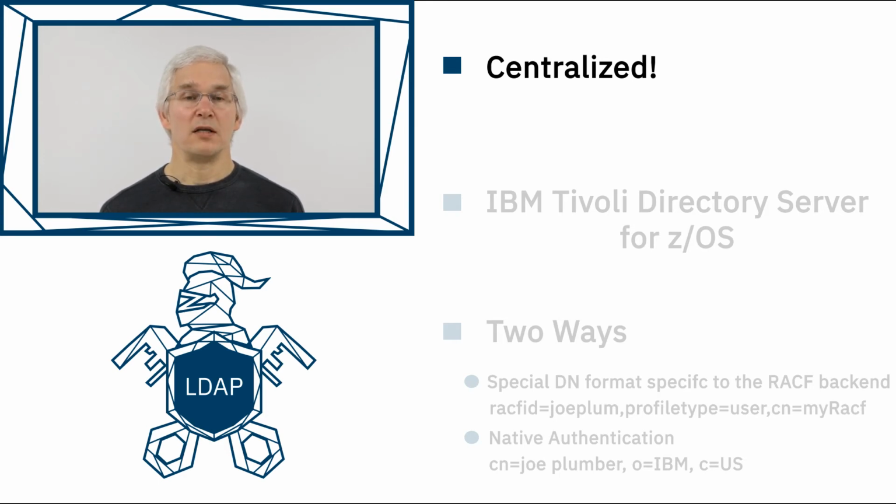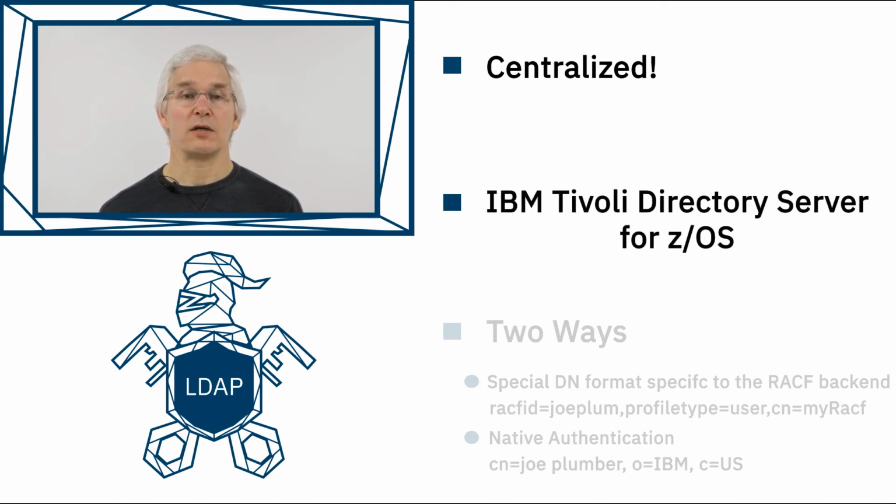LDAP is available on many different platforms, including z/OS, where it is called IBM Tivoli Directory Server for z/OS. Included in the z/OS distribution is a server and an LDAP client, which can talk to any LDAP server. The z/OS LDAP server has several different backends. A backend is used to store and access data. There are general purpose backends that store data in DB2 or Unix System Services files, but there's also a special purpose backend which provides the ability to access and modify RACF data.